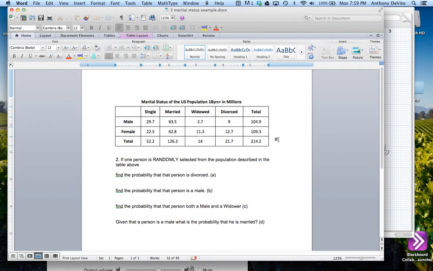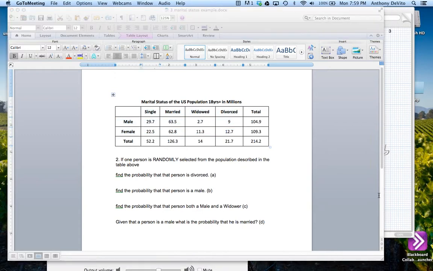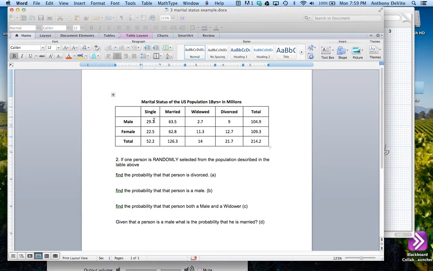This is a common way to organize data. What kind of data is organized this way? Male and female are in rows, and marital status, single, married, widowed, and divorced, are in columns. Both of these variables, gender and marital status, what kind of variables are they? Nominal, sometimes called categorical. They're names, so they're not numerical. Even though there are numbers in it, these numbers are actually frequencies. 29,700,000 males were single in this population. These are nominal variables. It's just organized into a table. The numbers in here are actually frequencies.